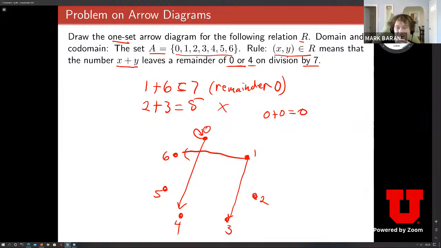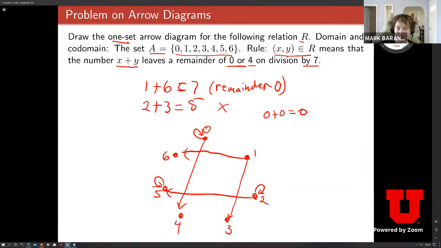So 2 and 0 is 2, so no. 2 and 1 is 3, so no. 2 and 2 is 4, so yes, that is in the relation. 2 and 3 is 5, no. 2 and 4 is 6, nope. 2 and 5 is 7, which has a remainder of 0 when divided by 7, so that's in there. 2 and 6 is 8, which has a remainder of 1.